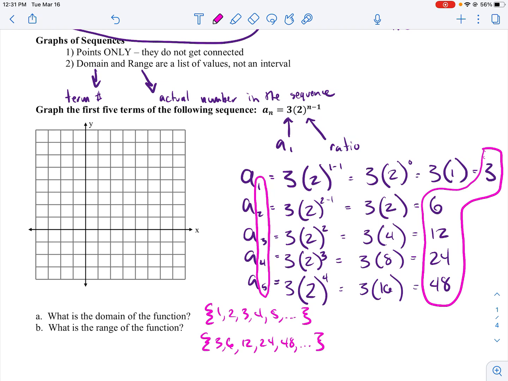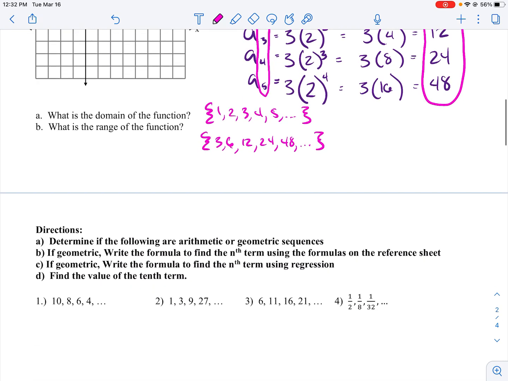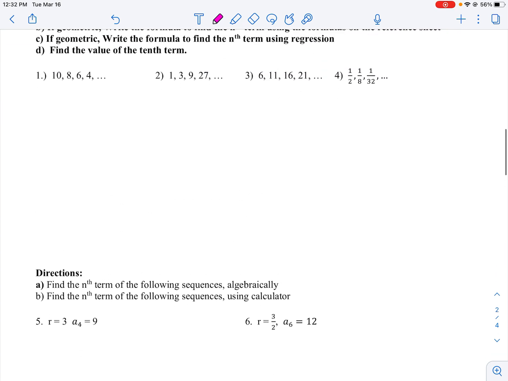Okay, so now let's graph these guys. 1 is going to be 3, 2 is going to be 6. Don't connect them, and, well, 12 will be up here somewhere, right? But anyway, that's what it would look like. Okay? All right. So let's get down to some nitty-gritty here and do some math.